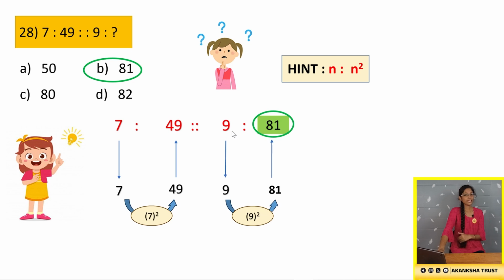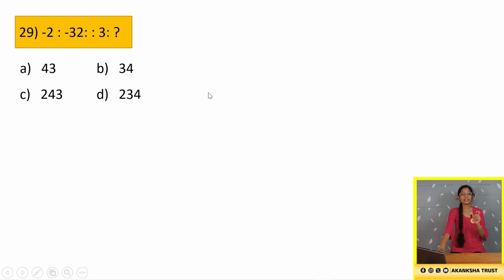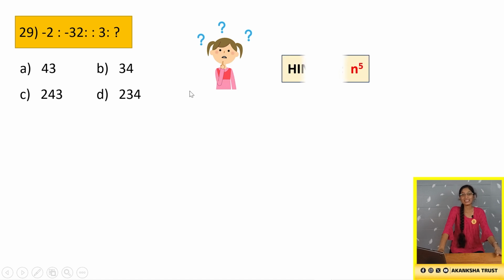Okay. Moving to the next question. Question number 29. The question set is like this: -2, -32, 3, and question mark. The four options are positive numbers. So let's see. -2 and -32, how can we relate? See, 2 twos are 4, 4 twos are 8, 8 twos are 16, 16 twos are 32. We are multiplying it 5 times, so we can take it as 2 to the power 5. The hint is like this: first of all, we take the first number as n. Then n to the power 5 is the second number.